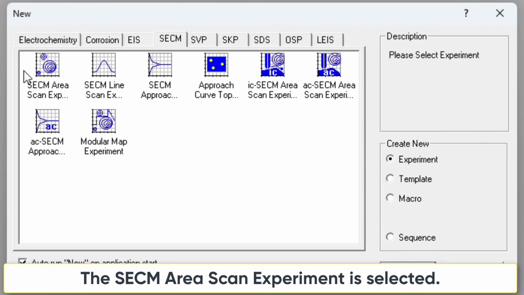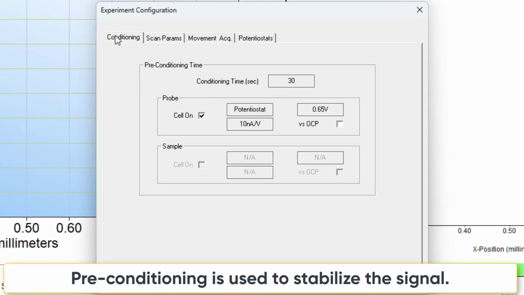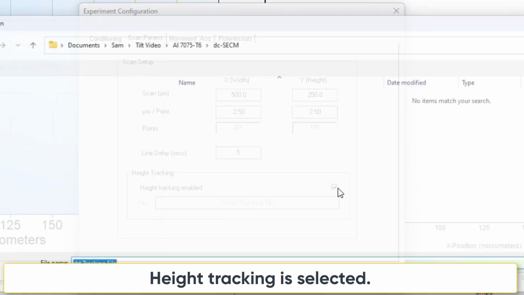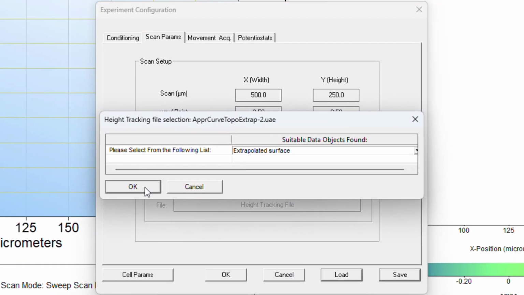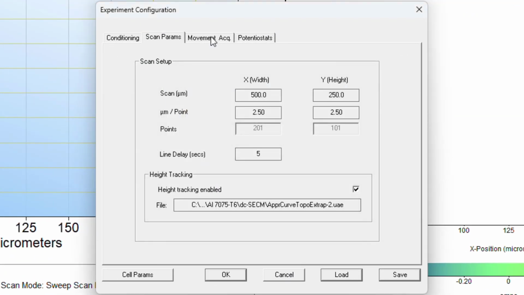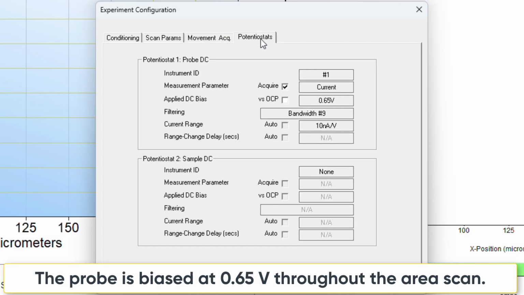Finally, we select and run the SECM area scan experiment. Again, preconditioning is used to stabilize the signal. Height tracking is selected with the approach curve topography extrapolation file created used. Notice we're using sweep scan. This is to achieve a faster experiment. The probe is biased at 0.65 volts throughout the scan.